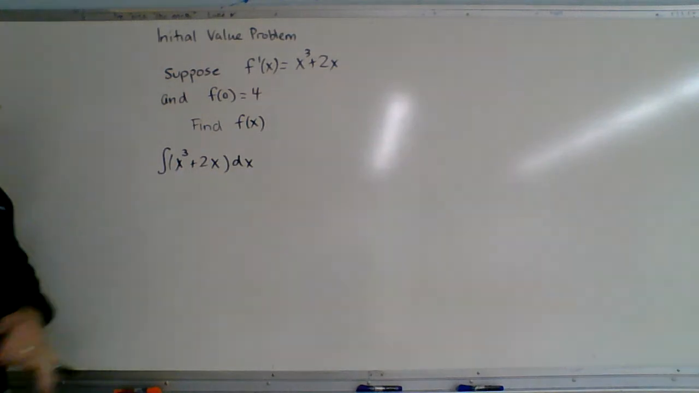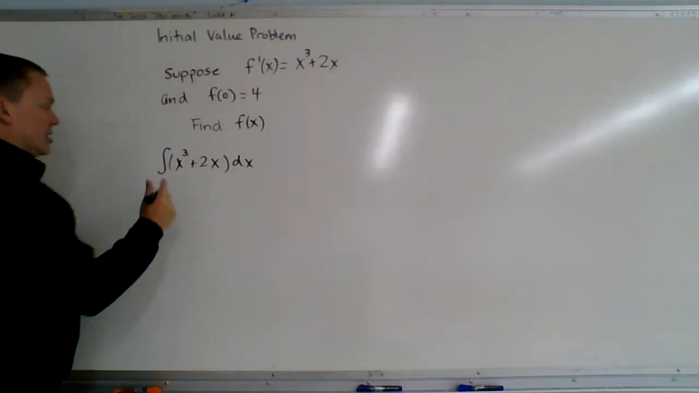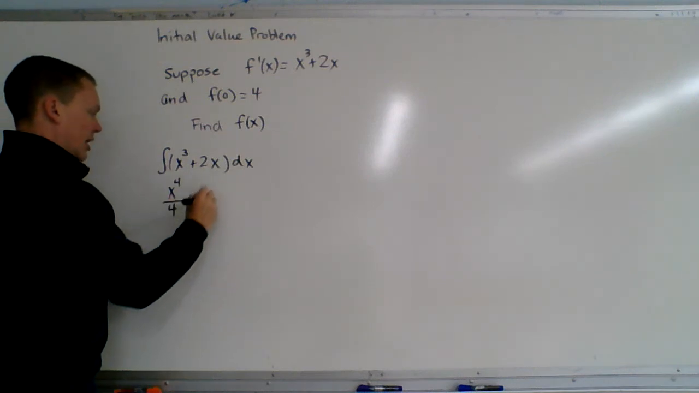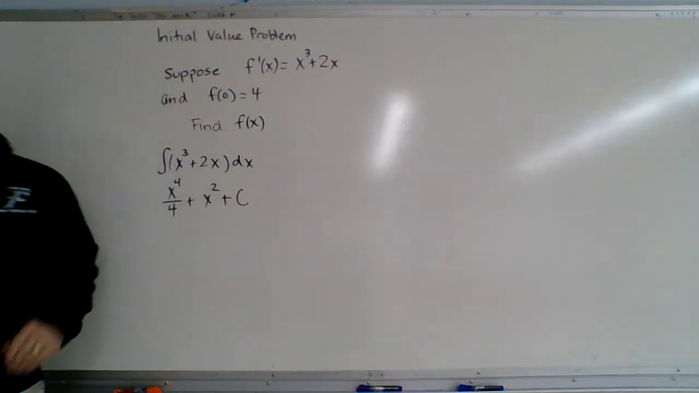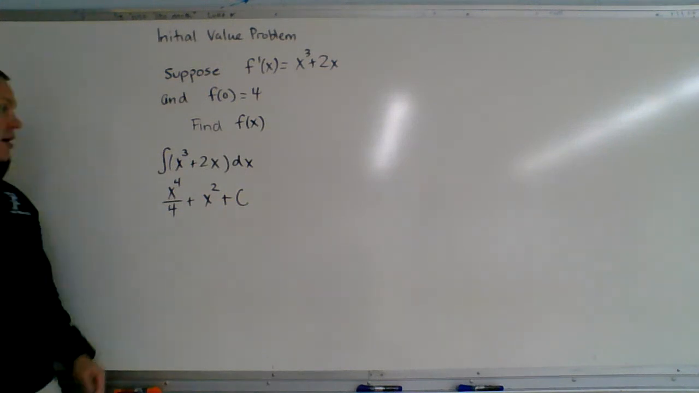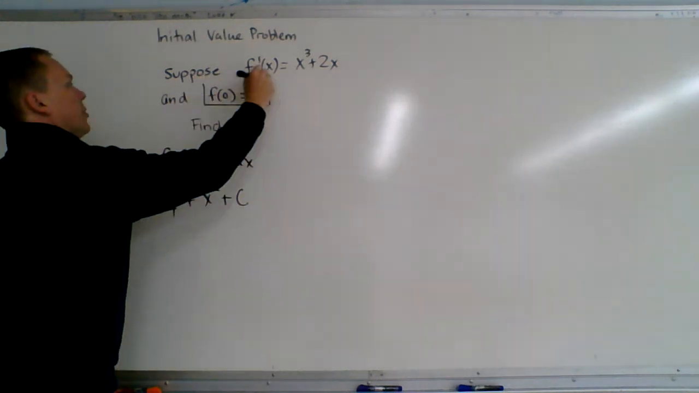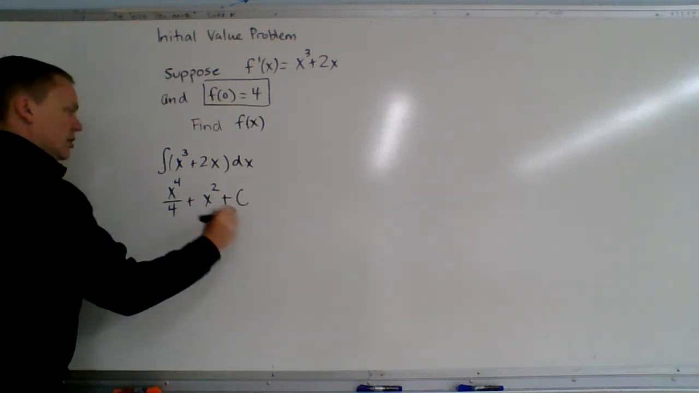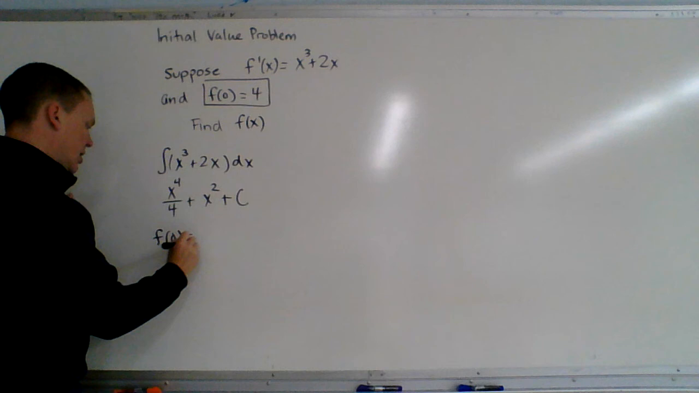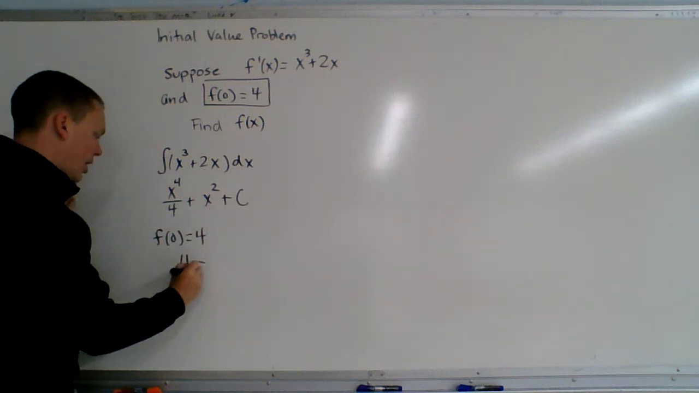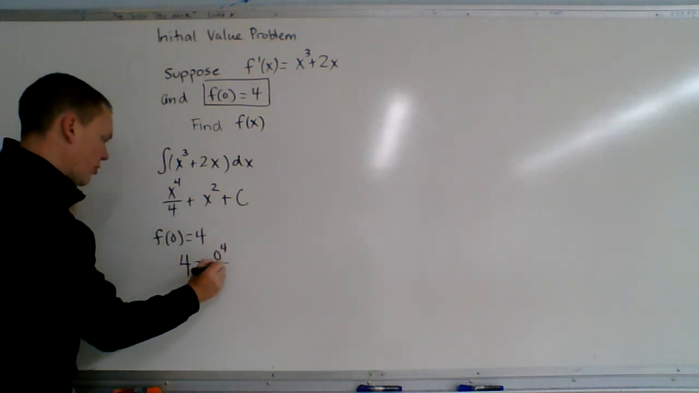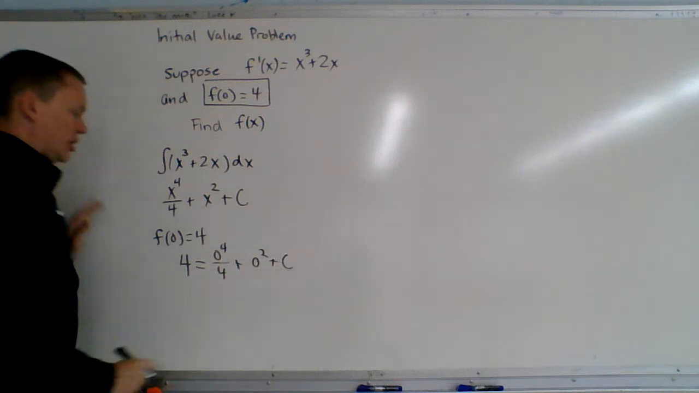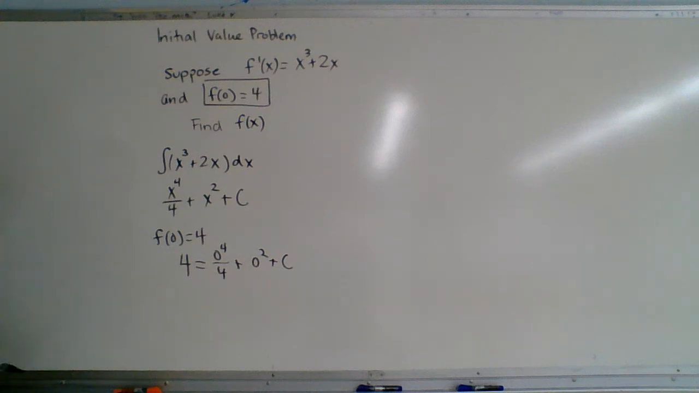We're going to anti-differentiate x cubed plus 2x. And I'm going to say, okay, that's x to the 4th over 4 plus x squared plus chips. But now I'm going to take this nugget of information, f of 0 equals 4. So 4 has to equal 0 to the 4th over 4 plus 0 squared plus chips. Now I'm going to solve that for the chips.